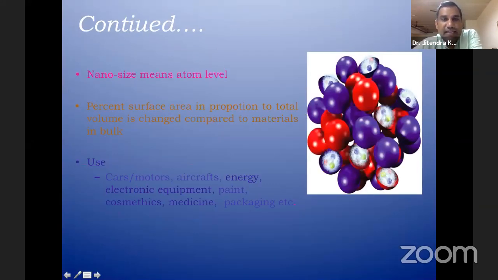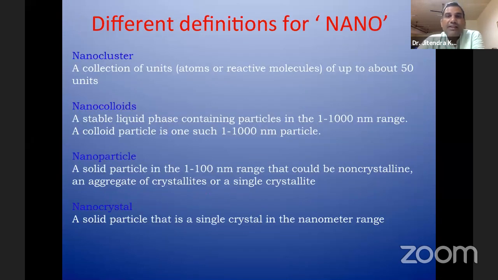Nano size means atom level, where the percentage of surface area is proportional to the total volume compared to materials in bulk. This nanotechnology is widely used in cars, motors, aircraft, energy devices, electronics equipment, paint, medicines, packaging, etc. So there are different terms like nanocluster, nanocolloids, nanoparticles, nanocrystals, which are the different terminologies where we use nano.